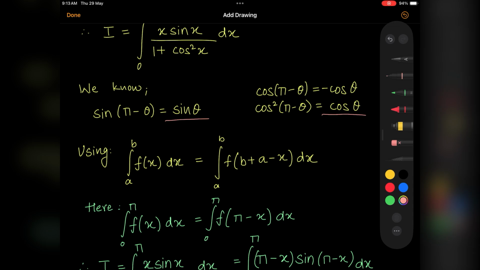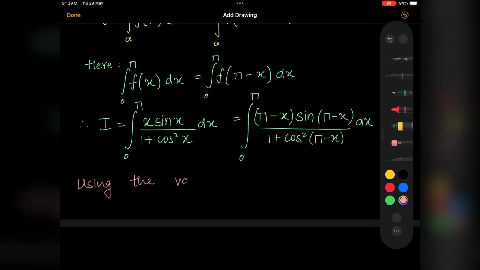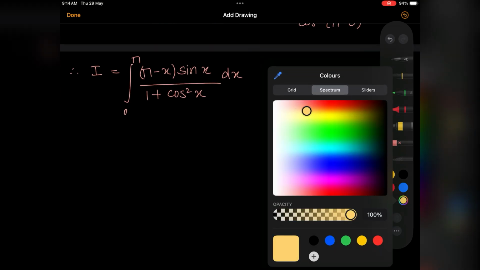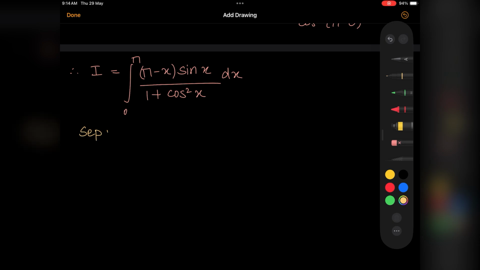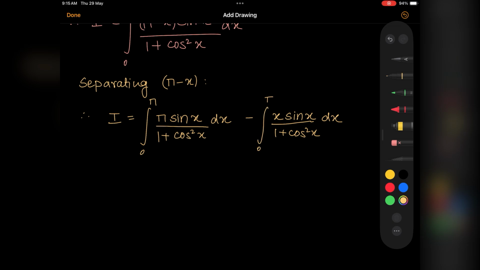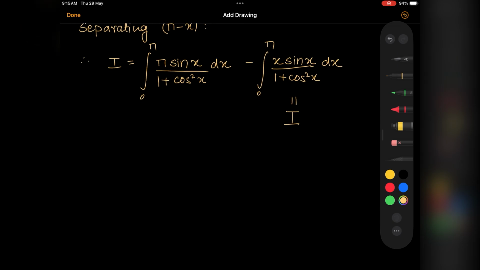Now we'll use the values of sin(pi minus theta) and cos²(pi minus theta) in this equation. Here theta will be replaced by x. So this is our final equation. Now we can just separate pi minus x into two different terms and expand the integral. Now we can see that the second term is equal to I, which was in our question. So we can just write that term as I.